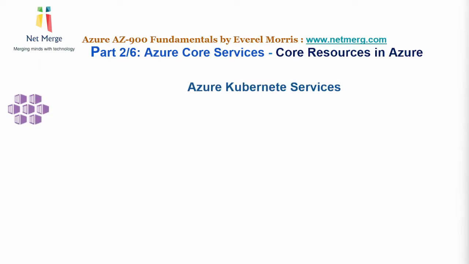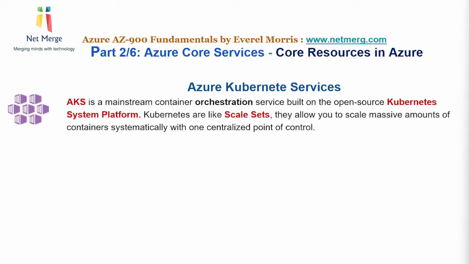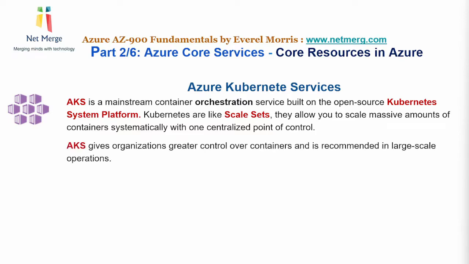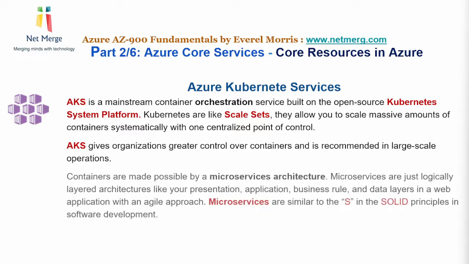Let's take a look at orchestration now with Kubernetes service. So Azure Kubernetes is a mainstream container orchestration service built on the open source Kubernetes system. So if you have Kubernetes, they're like skill set. It allows you to scale massively. So if you have a great need, you're a large organization and you need a lot of containers on a large scale, you want to use Azure Kubernetes services.